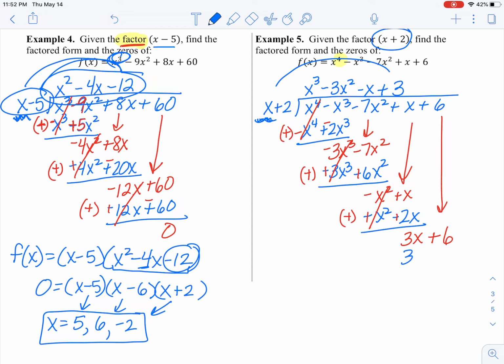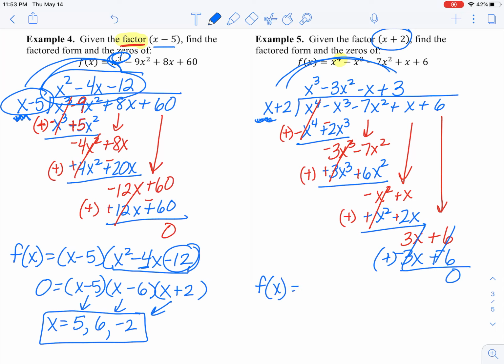3 times x is 3x. 3 times 2 is plus 6. And when we subtract 3x plus 6 from 3x plus 6, we get 0. Or we can change our signs and add. Either way, we get 0. More importantly, that started the breaking down process of our polynomial.